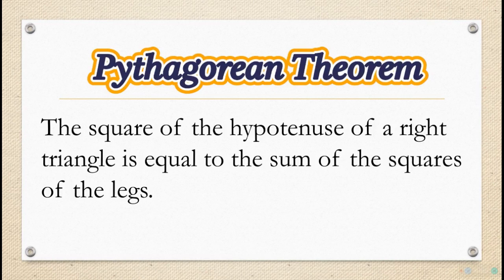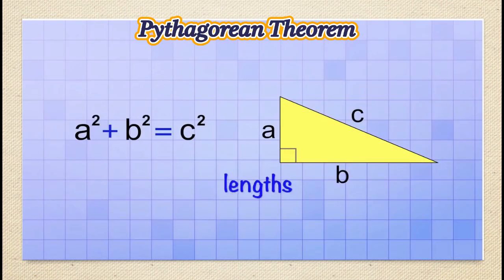The Pythagorean theorem states that the square of the hypotenuse of a right triangle is equal to the sum of the squares of the legs. If A and B are the lengths of our legs and C is the hypotenuse, we will have A squared plus B squared equals C squared.